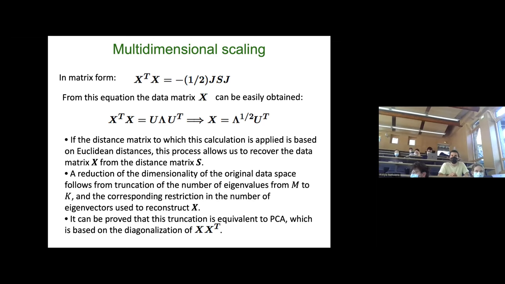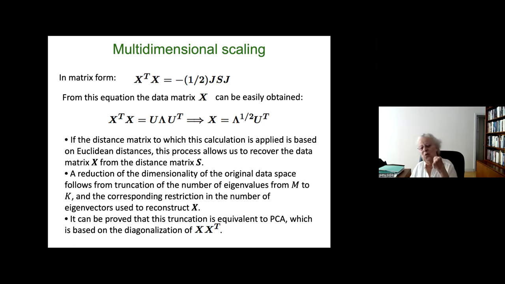So if the distance matrix that I gave you had been obtained by a Euclidean process, and I gave you a matrix S of Euclidean distances, this process would be a perfect solution to the problem. And you would be able to recover the data matrix X from that matrix S of distances. But in principle, you could do a dimensionality reduction. Don't keep all M eigenvalues. Keep K eigenvalues, and that restricts the number of eigenvectors that you're using to reconstruct X, and then you get a low dimensional representation of X.